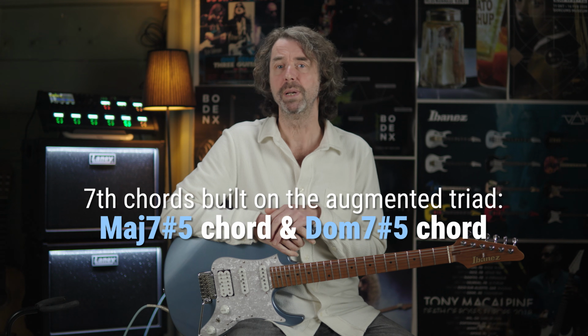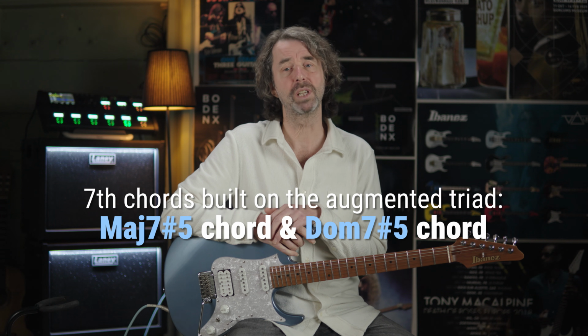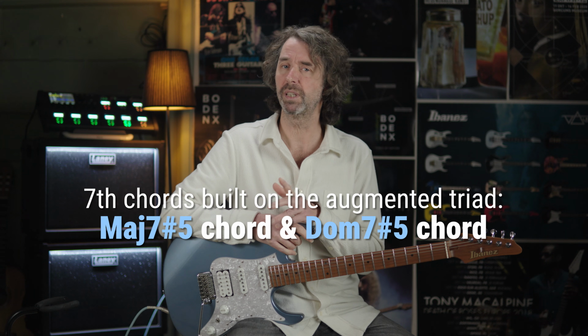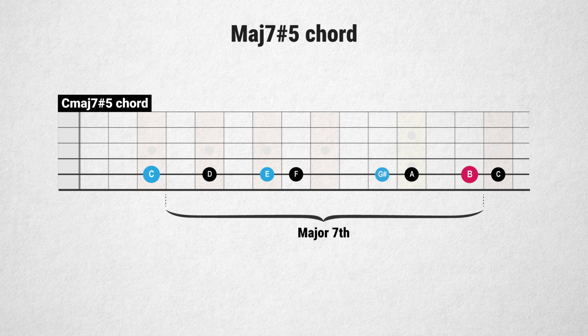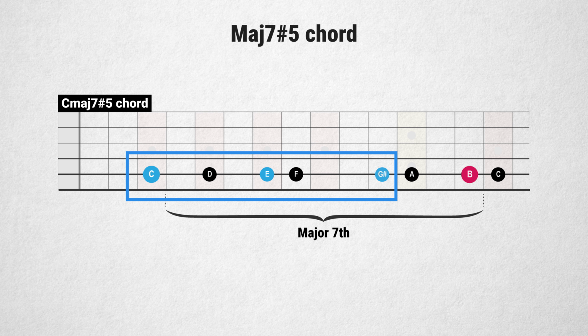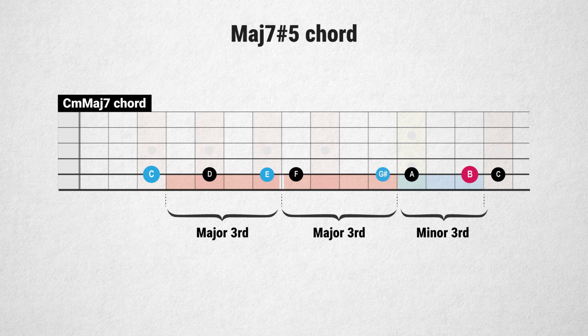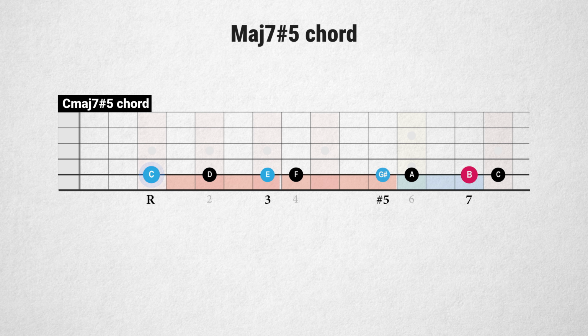Now we can build 2 7th chords on the augmented triad. The major 7♯5 chord and the dominant 7♯5 chord. And both have a different harmonic function. Now the major 7♯5 chord is the result of adding a major 7th degree to the augmented triad. It is a stack of 2 major thirds and 1 minor third. This results in a root, a major third, an augmented 5th and a major 7th.